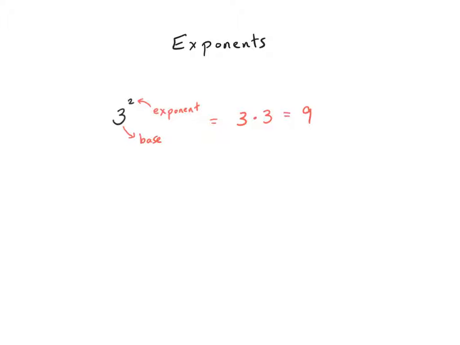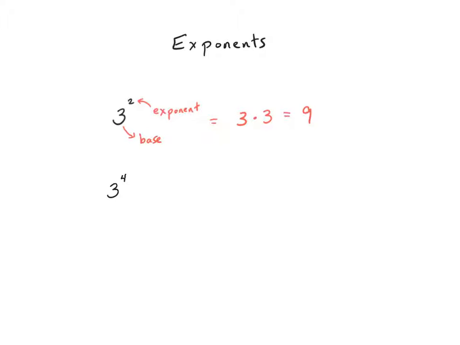And the reason we call this 3 squared is because 3 times 3 forms 9, which is a square number. It can be represented by a square array. Let's look at another example. This time the base is going to be 3 and the exponent is going to be 4. We would read this as 3 to the 4th power.